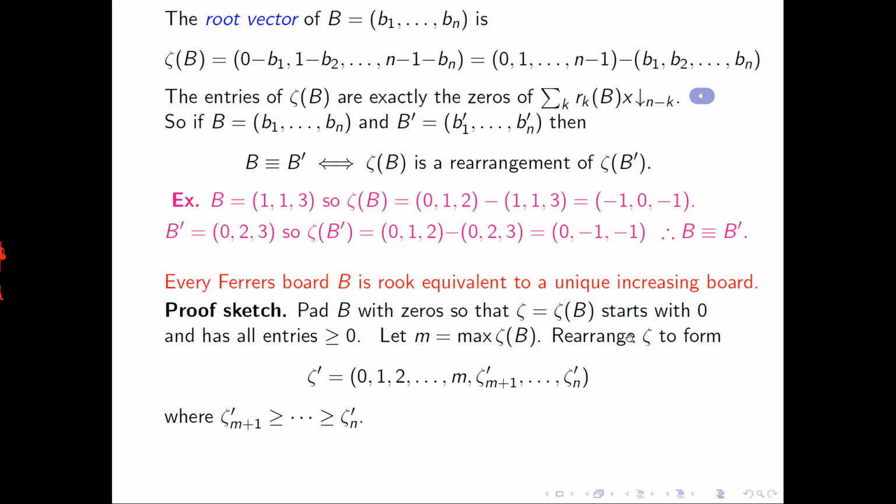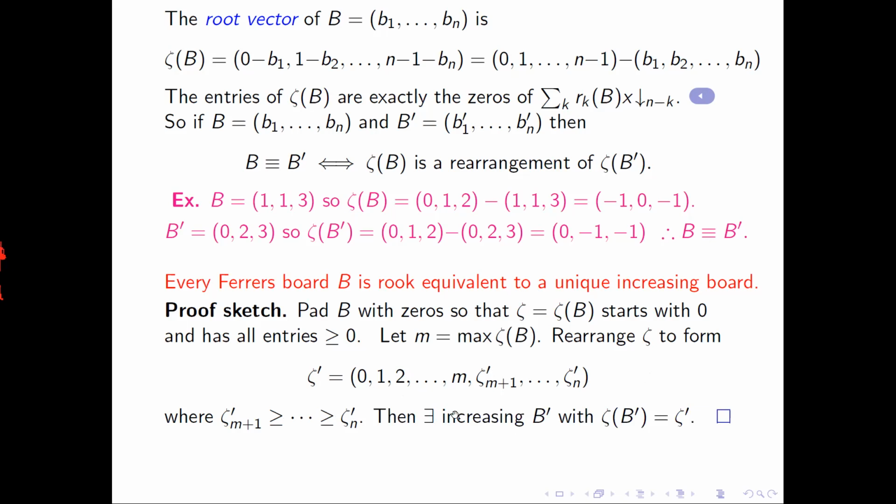So we rearrange this root vector. Remember, m is the maximum of these things. Rearrange it so that all of those entries that are consecutive up to m are at the front. So it's like 0, 1, 2, all the way up through m. And then these other entries are going to be in weakly decreasing order. So I just shuffled these things around in the root vector, so that you have this stair step going up to m, and then these go down. So it kind of goes up and then down.